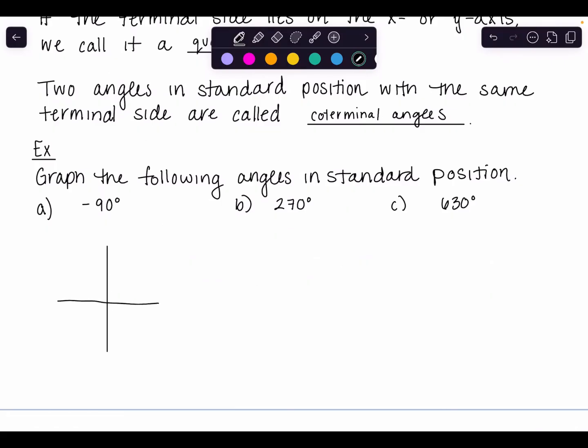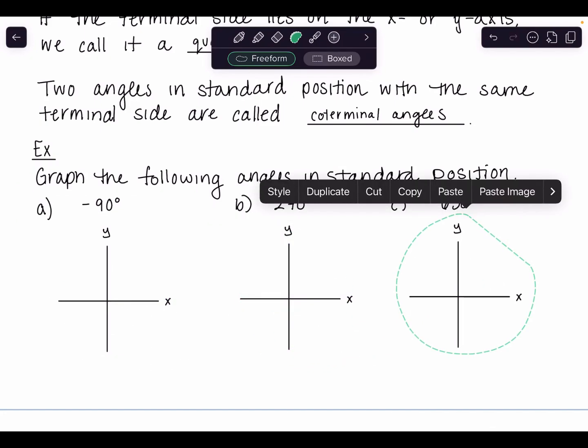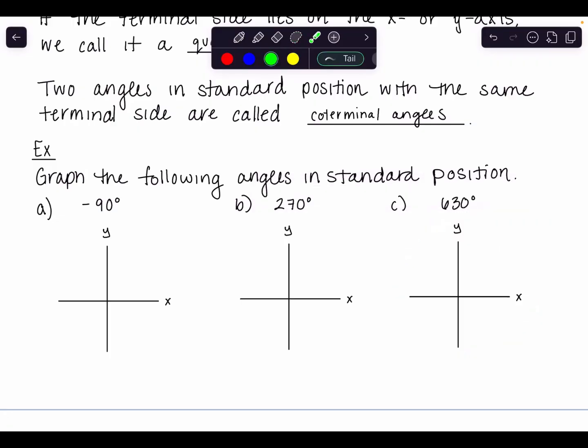So for each of these, I'm going to draw an XY plane. And I'm going to cheat, and I'm just going to copy and paste this because I need to do three different ones, okay? So again, if you think about a full revolution, that is 360 degrees. So a straight angle is 180. And then each of these quadrants, they meet at right angles. So those form 90 degrees.